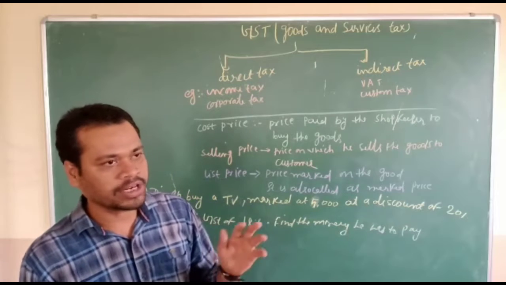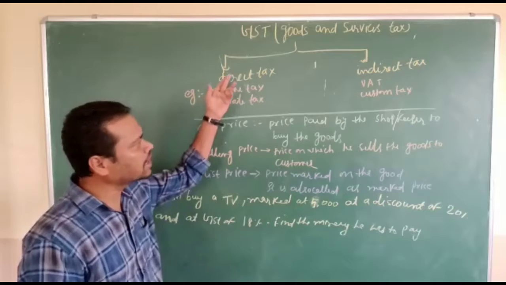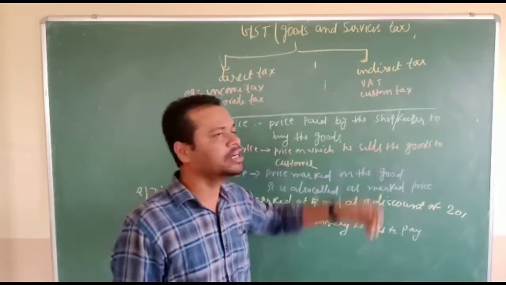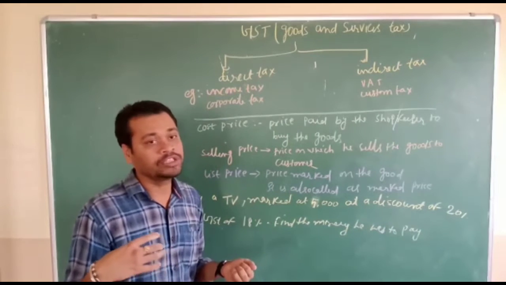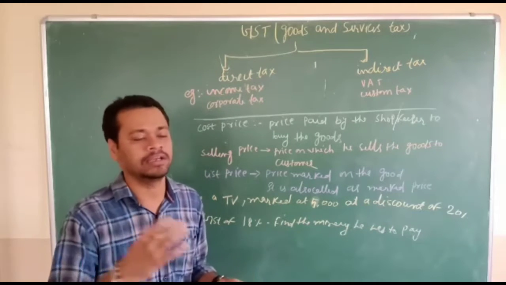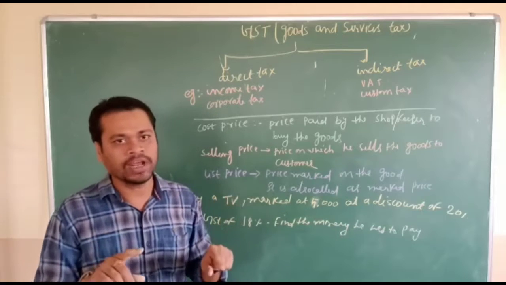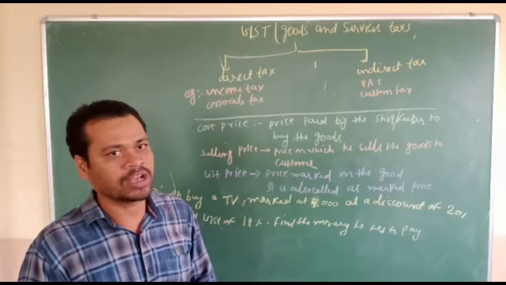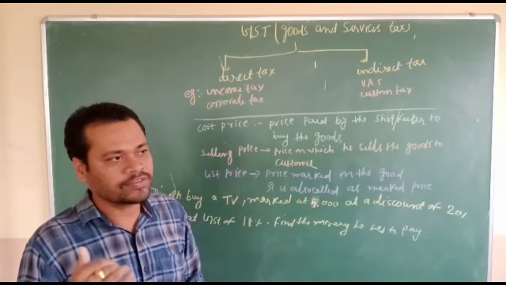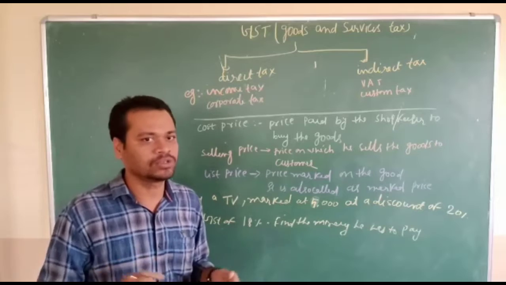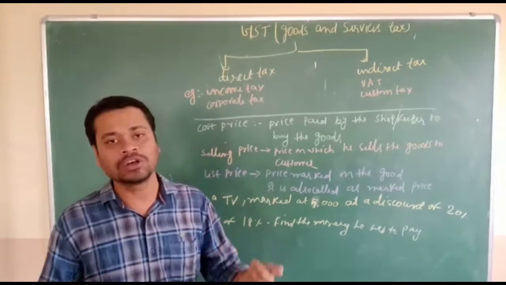The tax they are collecting is divided into two types. One type is called direct tax, another type is called indirect tax. What is direct tax? Direct tax is a tax which we pay to the government directly, like on whatever income we are earning. In India, we have a rule that if your income is more than 5 lakhs, you have to pay 10% tax to the government. If your income is less than 5 lakhs, you don't need to pay any tax to the government.